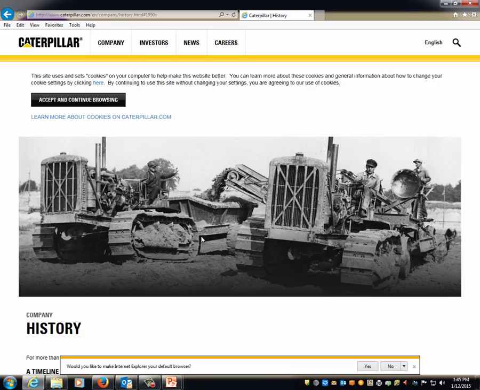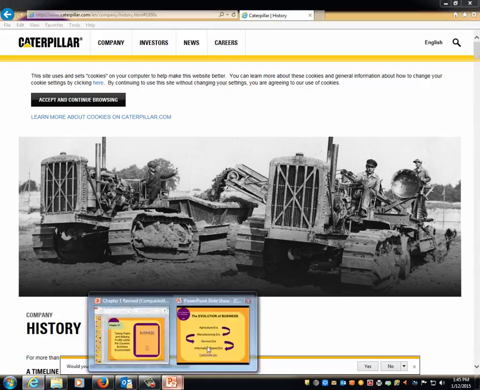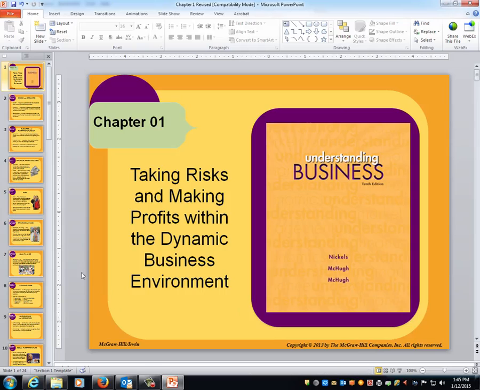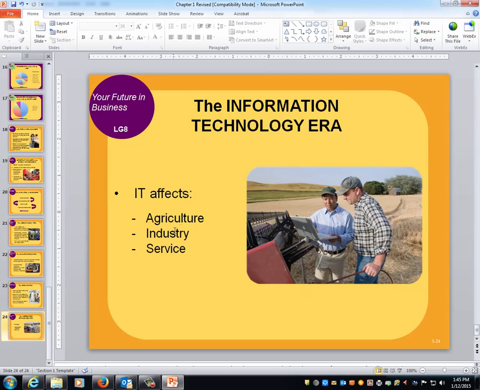It is very much an information-based industry now, and so we're going to start to see how all these things really come together and play when we have to make those decisions. You look at how it impacts agriculture, you look at how it impacts industry, you look at how it impacts service, all those different things.